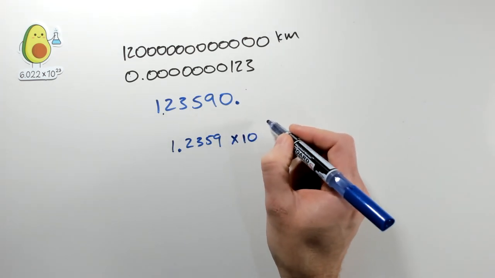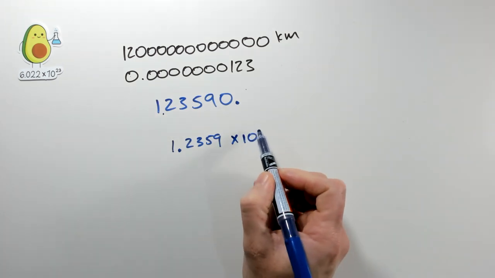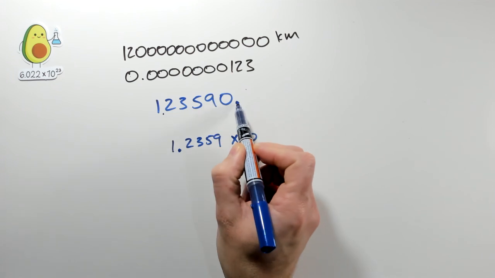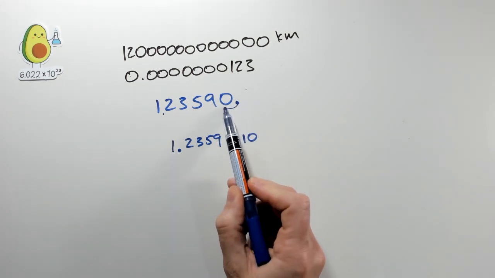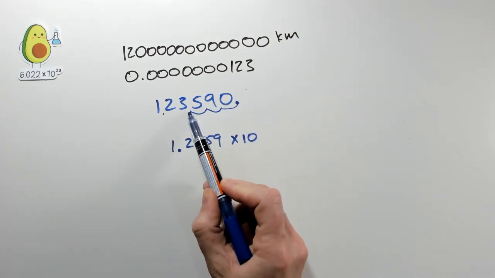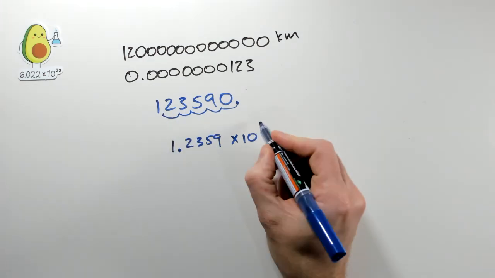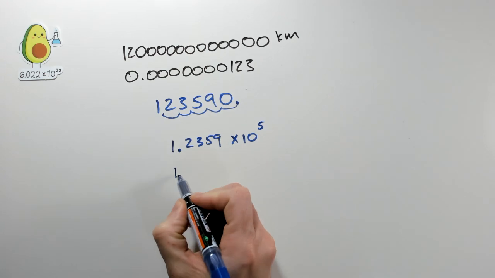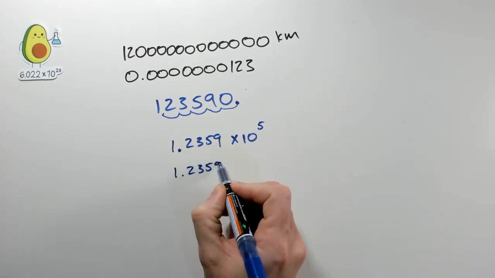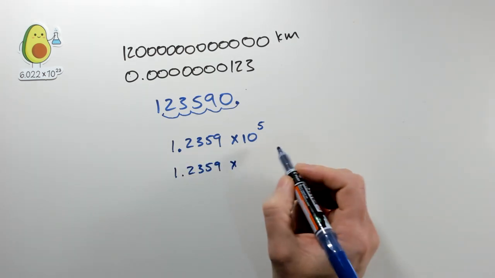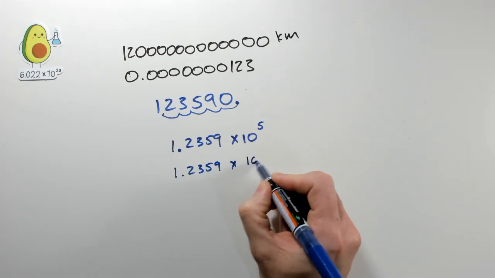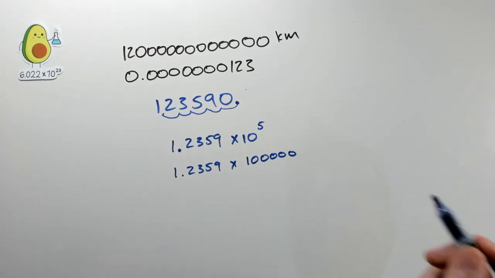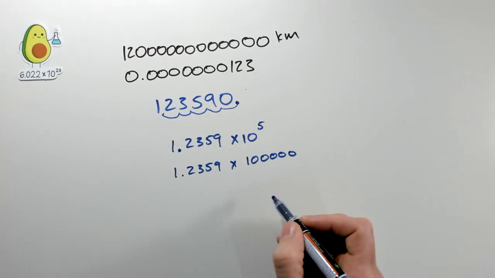Now I don't know what that something is, and in order to find out what it is, I have to figure out how many times I had to multiply by 10. In this case, it was 1, 2, 3, 4, 5 times. If you were to take your calculator and write 1.2359 times 10 to the power of 5, or times a 10 with 5 zeros, because 10 times 10 times 10 times 10 times 10 is going to be 100,000.